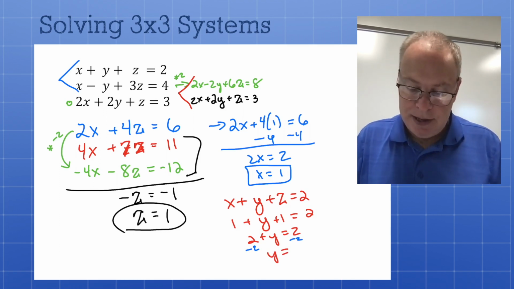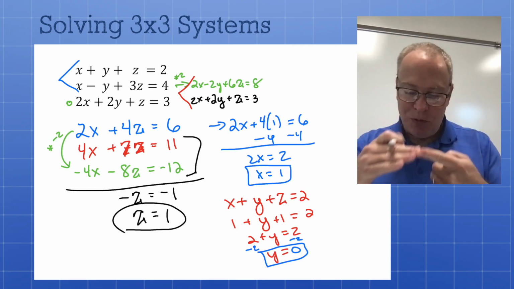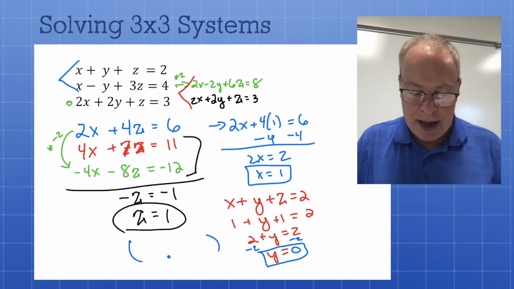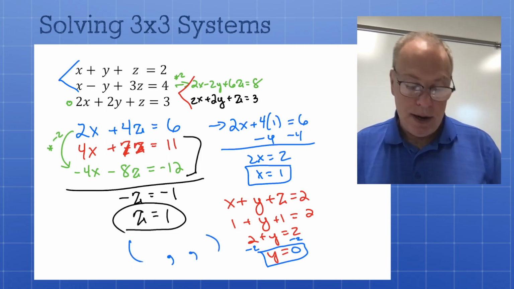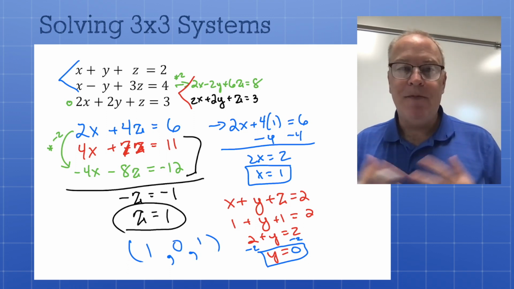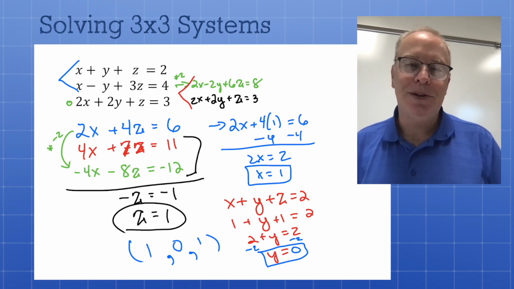2 minus 2 is 0. Remember, 0 is a number. You can get 0 for an answer. So x equals 1, y equals 0, z equals 1. If you want, you can even write it as an ordered triplet, I guess you'd call it. (1, 0, 1). I'm fine if you just highlight the 3 different answers as well in this particular section.